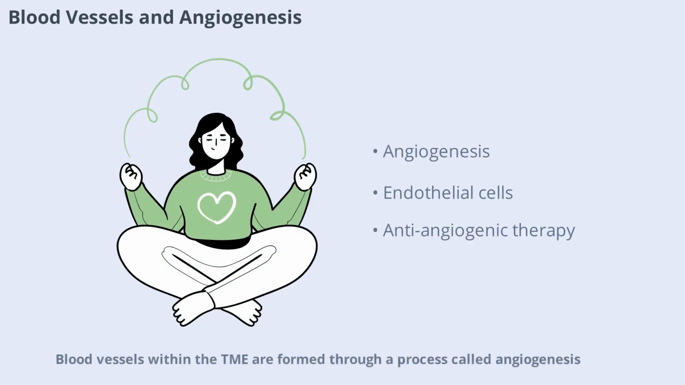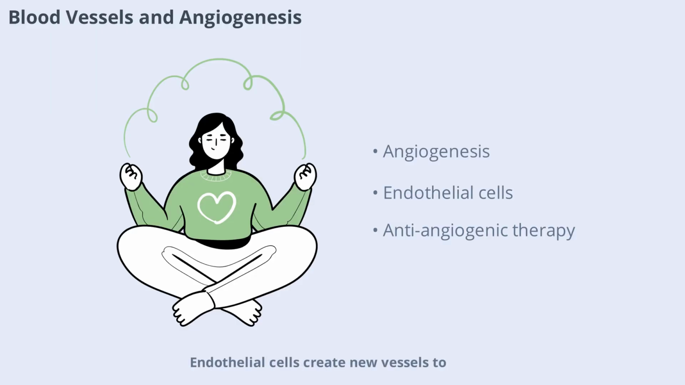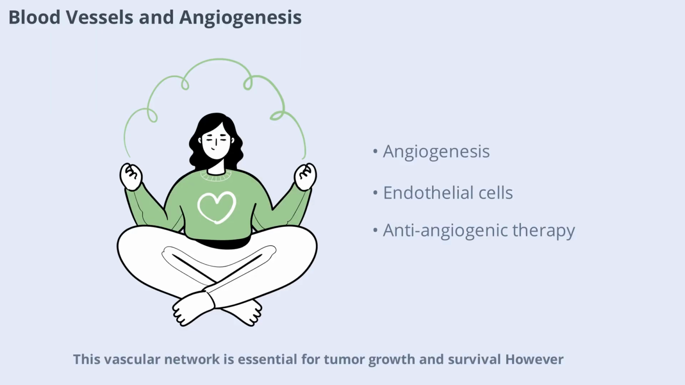Blood vessels within the TME are formed through a process called angiogenesis. Endothelial cells create new vessels to supply the tumor with nutrients and oxygen. This vascular network is essential for tumor growth and survival. However, abnormal blood vessel formation can lead to inefficient delivery of therapies and contribute to metastasis. Anti-angiogenic therapies aim to disrupt this process, starving tumors of their lifeline.